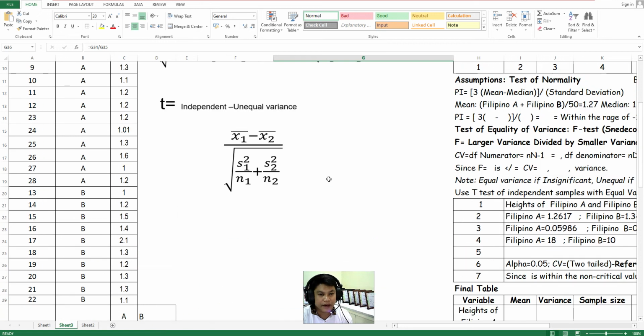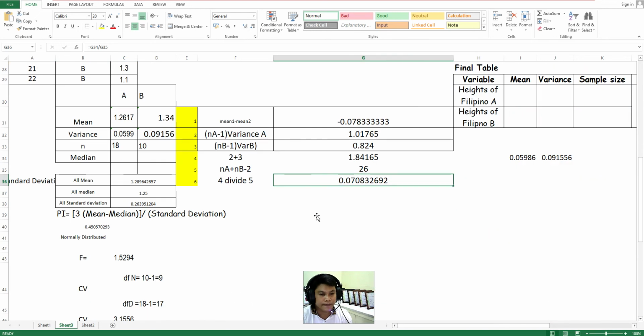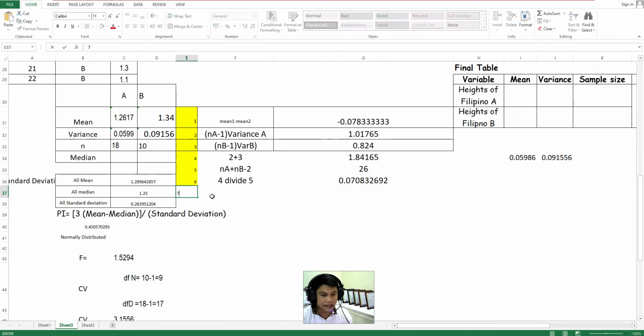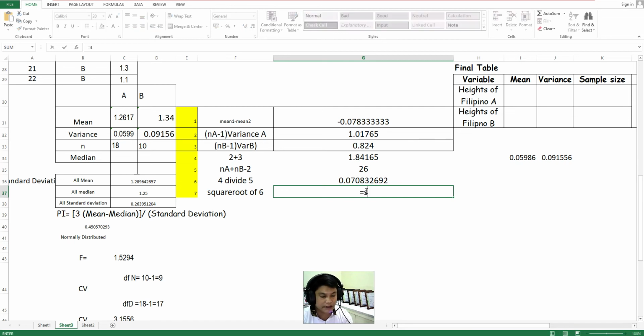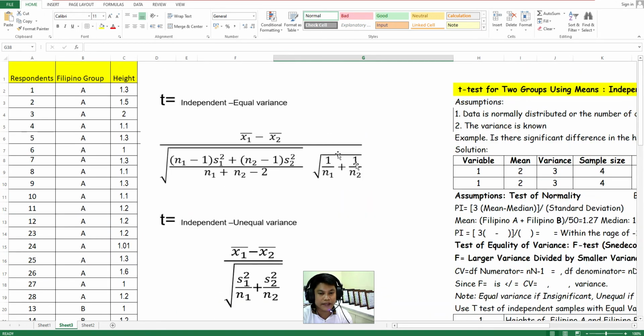Then after that, if you look at the formula, we are done adding this and we divide it by this one. What is next is we get the square root first. That's the seventh step, so that is square root of step 6. So how do we get that? Equals sqrt open parenthesis, click the result in 6, enter. We are done with this first square root and we will now proceed to the next one.